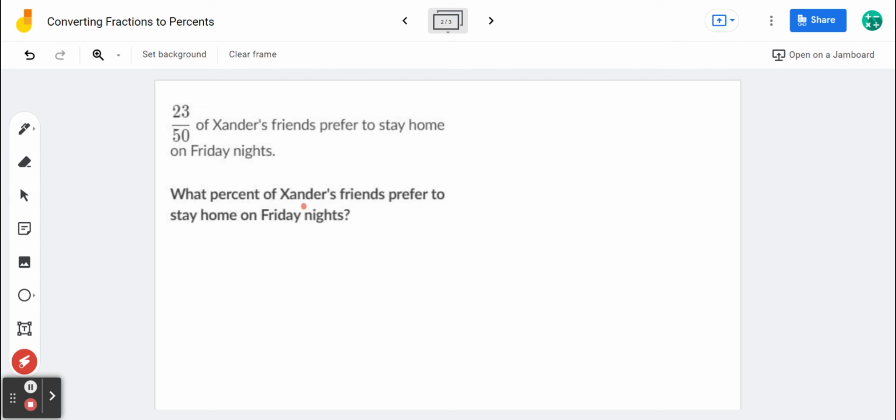What percent? So per 100 of Xander's friends prefer to stay home on Friday night. So this is what they're asking us to find. They're asking us to find the percent, which again, at the very end, it just means per 100.